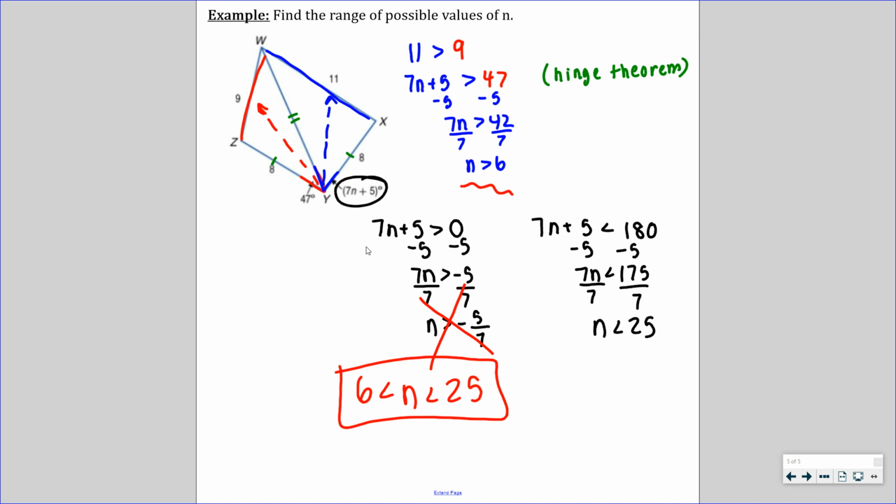If you want to check your answer, plug in these numbers, and it should give you your 2 extremes. Okay? Yes, sir. So what if you did do -5/7 instead of 6? It wouldn't fit the Hinge theorem then. It would fit the fact that yes, it has to be in between 0 and 180, but then you'd get a smaller angle than this one, and the Hinge theorem says since this side is 11, that angle has to be larger. Good question. Any other questions?